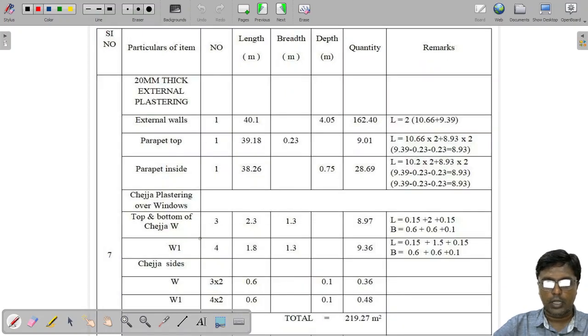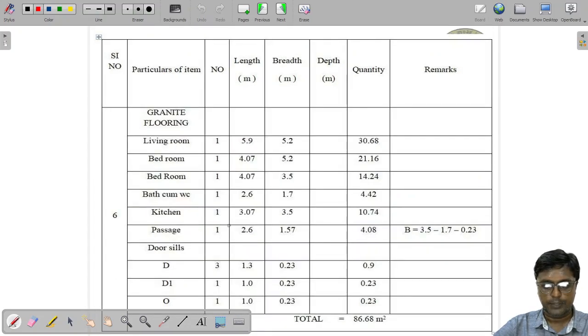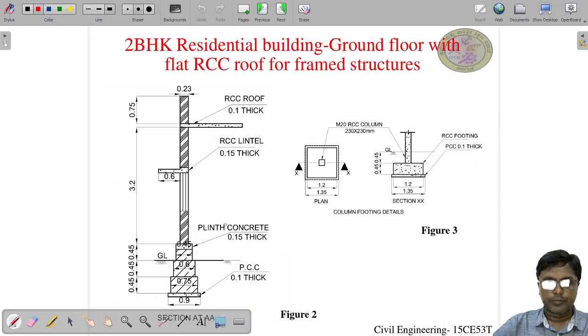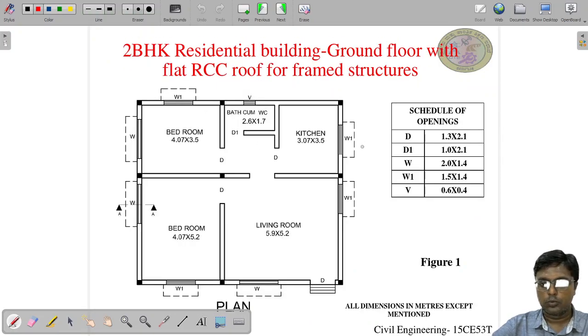There are, in W window, three chajjas. On these three windows, there are three chajjas. So what is 2.3 into 1.3? As you can see, these are the chajja, W. So W has given us 2. We can't put the chajja exactly for 2 meter length because we need a bearing of 0.15, 0.15. Nobody will put from here, so everybody will take a bearing. So we will give this bearing as 0.15. That is why the length has become 2 plus 0.15, 0.15, that is 0.3.